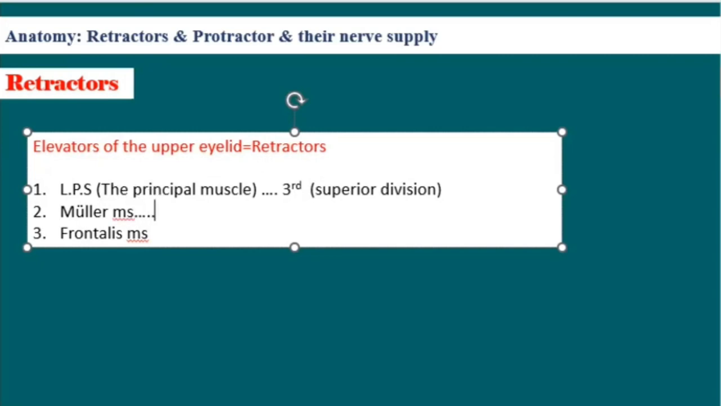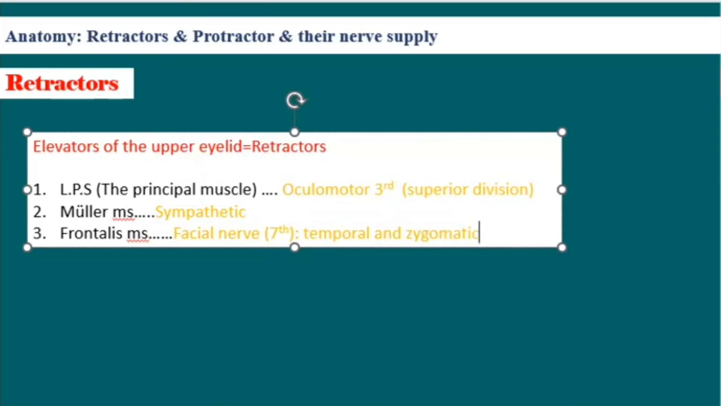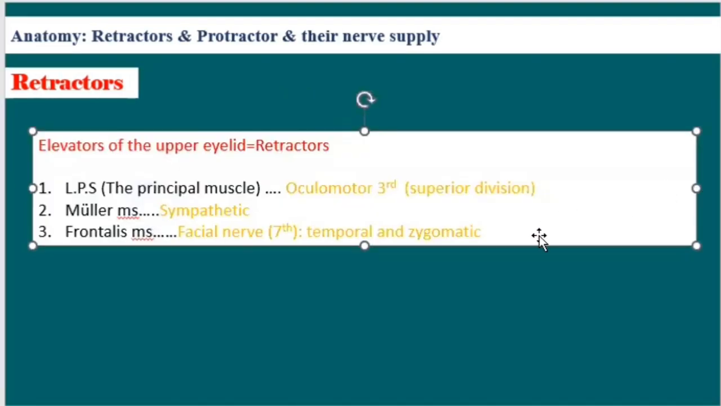Number two is the Muller's muscle. What is the nerve supply? It gets sympathetic innervation. Okay, and frontalis. Seventh nerve. What's the name of the seventh nerve? Facial. Again, try to be specific. Which branch? We have five terminal branches. Temporal and zygomatic. So this is like a hint about the basics. You may need it, you may not, but when we are talking about the clinical application, this kind of information will be helpful in the future. Let's add some more information, like some confusing information.